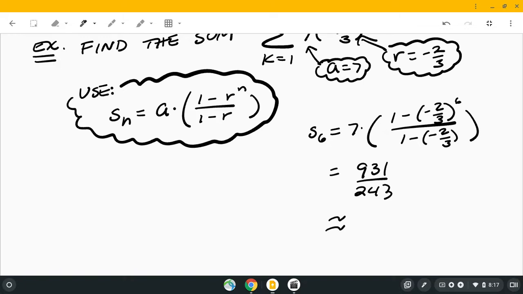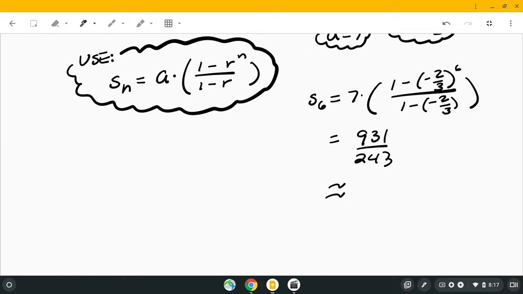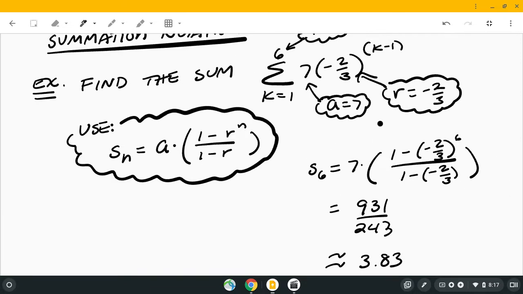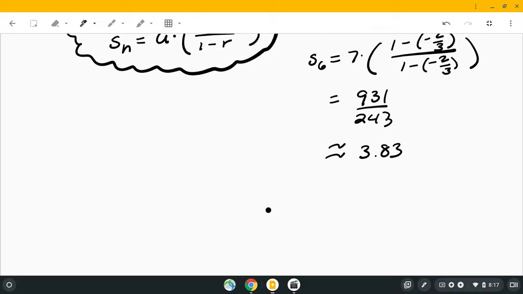I'm not sure how WebAssign will take it. If it takes it as a fraction, great. If it prefers a decimal, then use decimal. So again, you can use the Sn formula, but you do need to analyze this and get your a, get your r, and get your n. A, r, n. And plug them in.